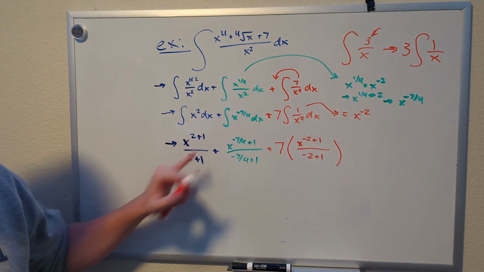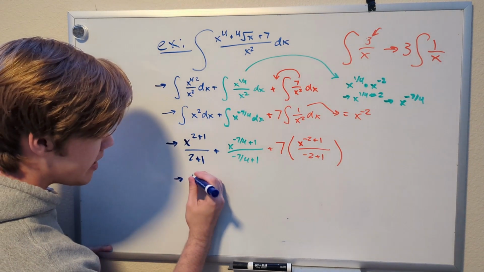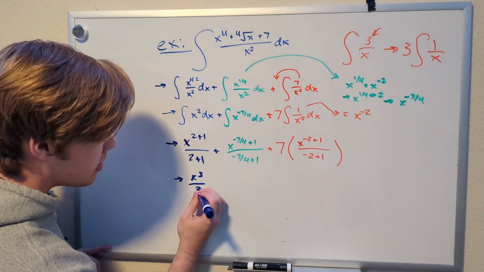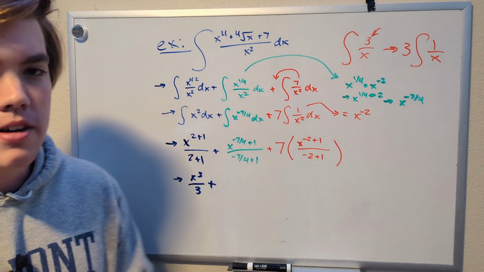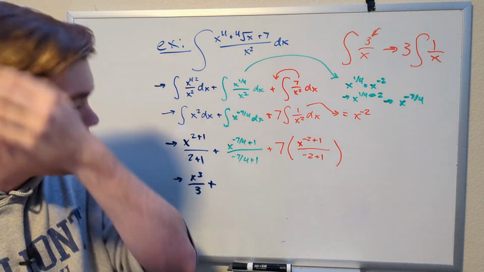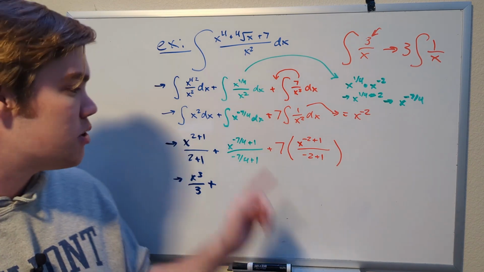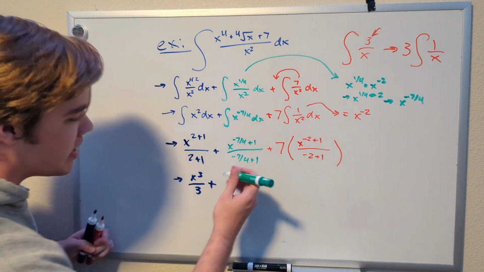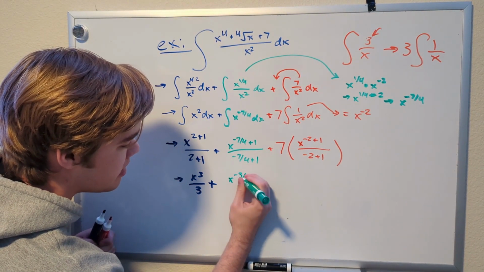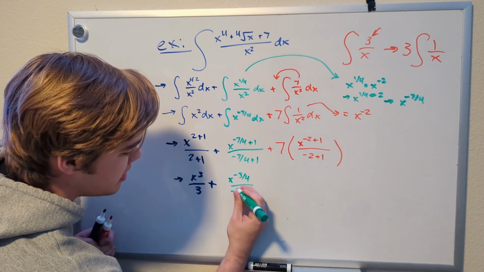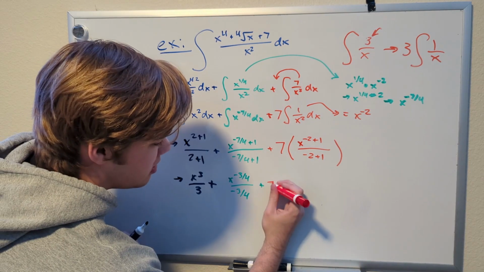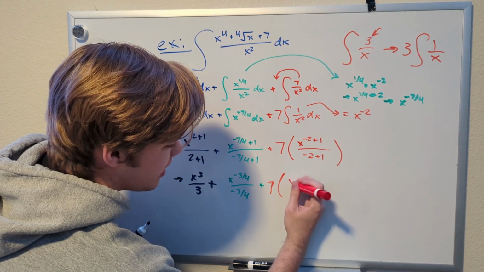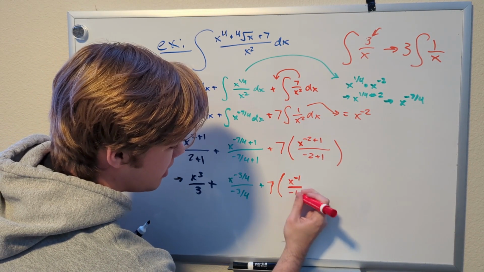Of course, x to the 2 plus 1 is equal to x cubed, all divided by 3, plus, now our middle function, -7/4 plus 1 is the same thing as -7/4 plus 4 over 4. So we add -7 and 4, and that gives us x to the -3/4 power, all divided by -3/4, plus the last one here, plus 7 times x to the -1 power divided by -1.